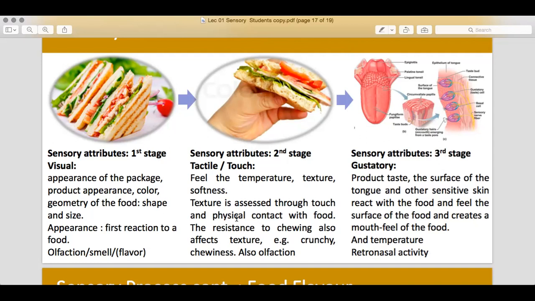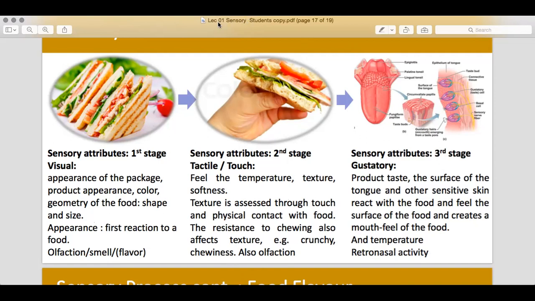Right? Then all these factors you can determine. Texture is assessed through touch and physical contact with the food. Chewing resistance, olfaction. There are two mechanisms we have discussed: orthonasal and retronasal. Now the retronasal also started. Here orthonasal only.